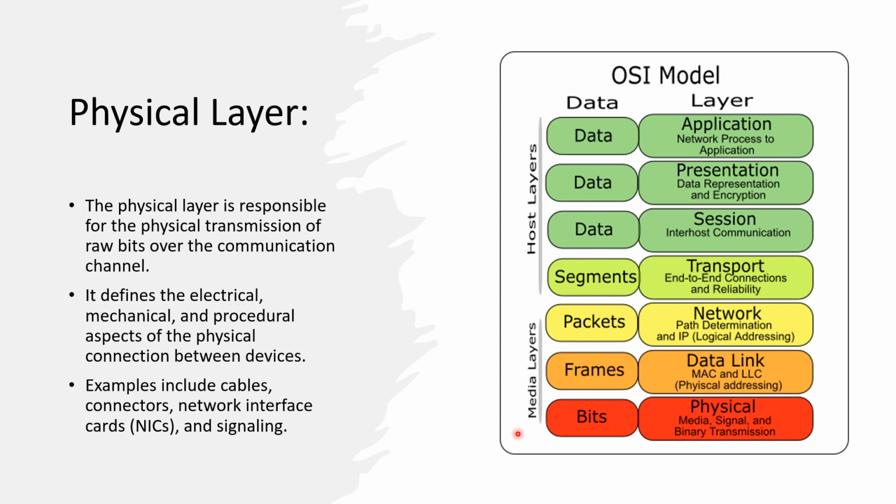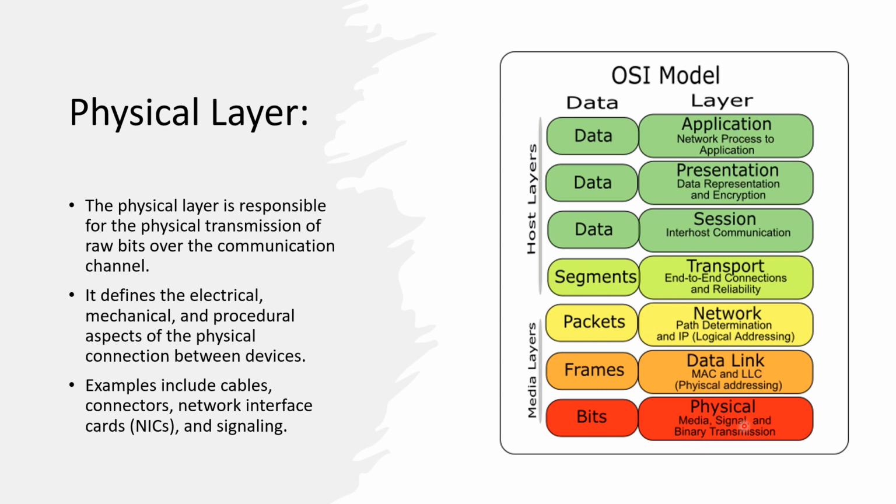OSI model has two types: media layers and host layers. Media layers are physical layer, data link layer, network layer. Host layers are transport layer, session layer, presentation layer, application layer.